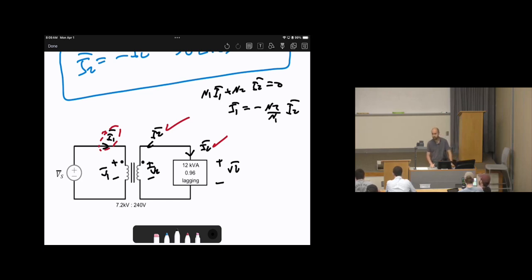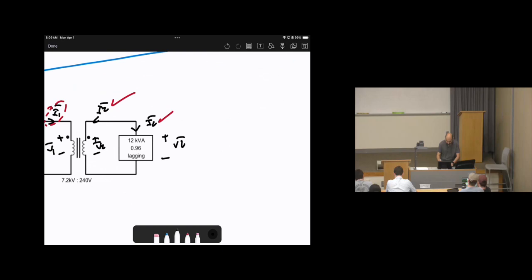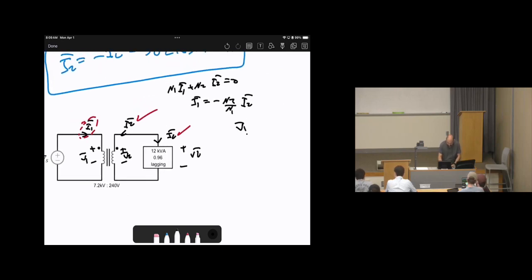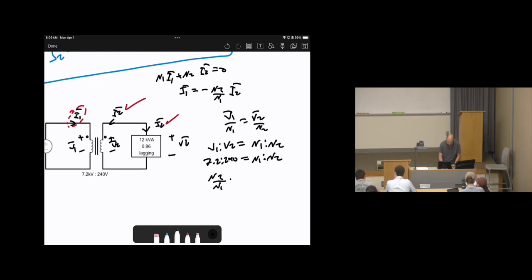Do we know I2? Yes. Do we know N1, N2? Not really. How can we calculate N1, N2? Look at the voltage formula. The voltage formula says that V1 bar over N1 equals V2 bar over N2. Or in other words, the V1, V2 ratio equals the N1, N2 ratio. So the V1, V2 ratio, which is 7.2, 240, equals N1, N2. As a result, we can say N2 over N1 equals 240 over 7.2 times 10 to the power 3, which is 7,200.